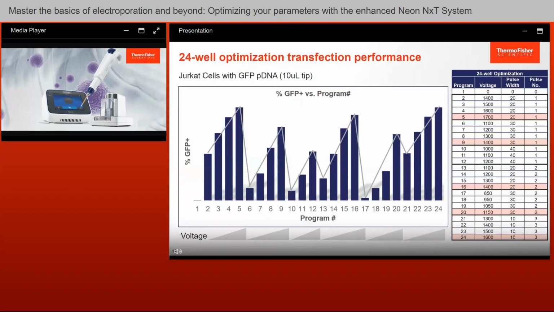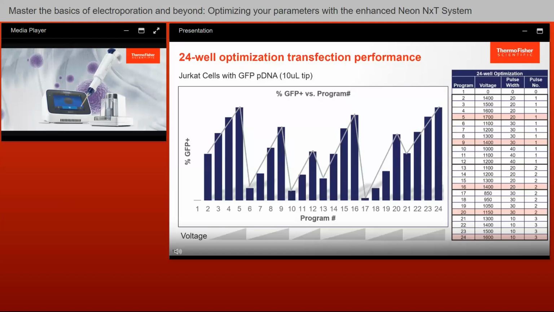Figuring out where to start your optimization can be a daunting task, but we've made it simpler by utilizing tools like the Neon NxT 24-well optimization protocol. This is a pre-programmed optimization protocol where 24 conditions with various voltage, pulse width, and pulse number combinations are preloaded onto the instrument, both as individual programs and in a plate format. This provides a great starting point to optimize electroporation for any new cell type, where you can just start to establish the correct voltage, pulse width, and number for transfection efficiency of your particular cell type and payload.